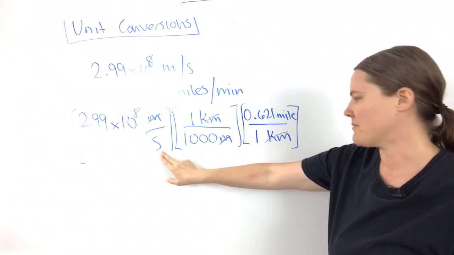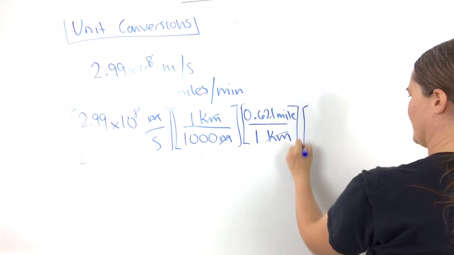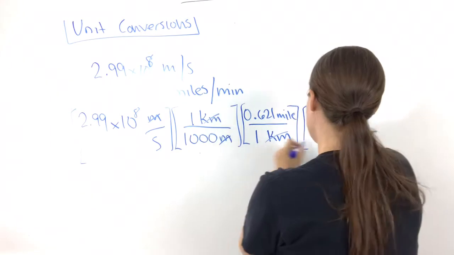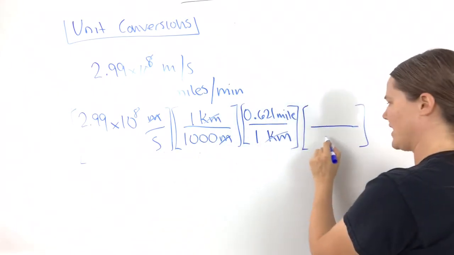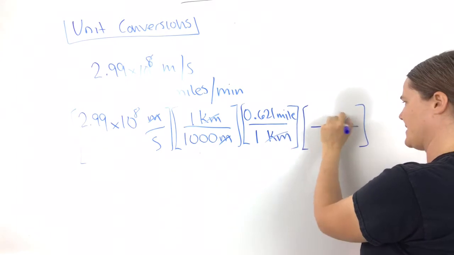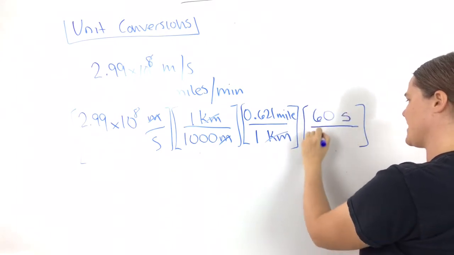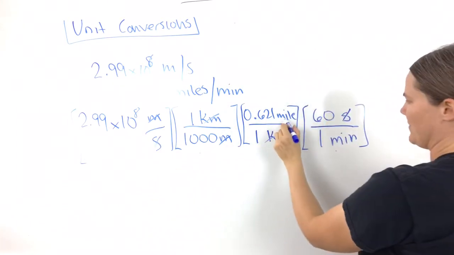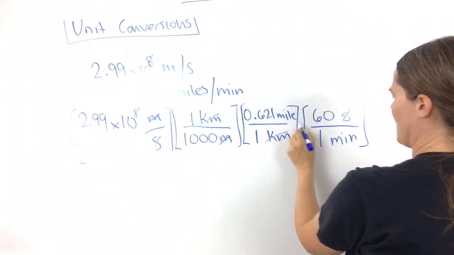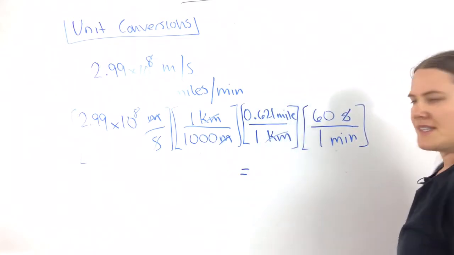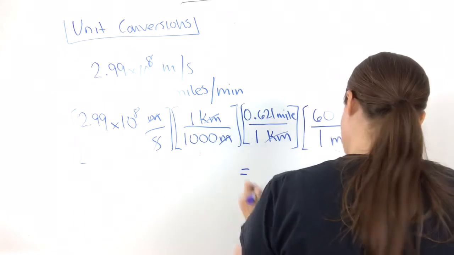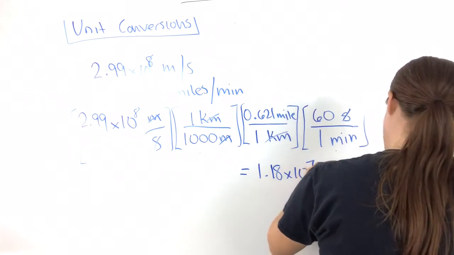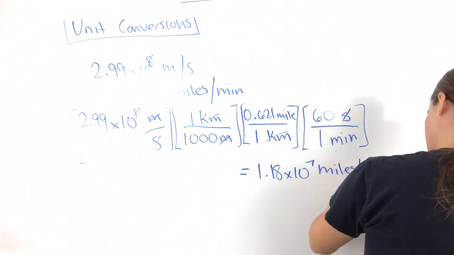I want per minute, so I'm going to convert the second to a minute. So I just add another conversion for the second, and I want the seconds to cancel, and I want the minutes on the bottom. So I'm putting the seconds on the top here. So I have 60 seconds per 1 minute. The seconds cancel, and I'm left with, once I go through this math, miles per minute. So if I plug all this into a calculator, I get 1.18 times 10 to the 7th miles per minute.